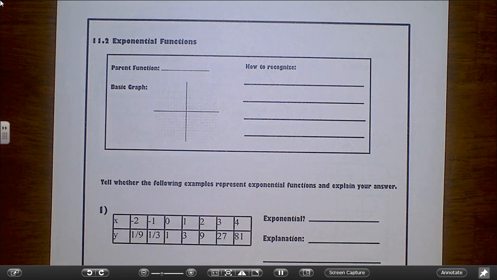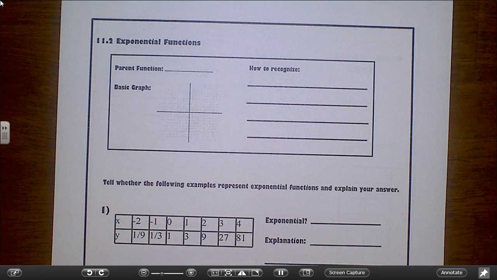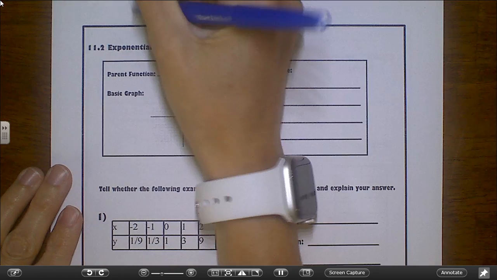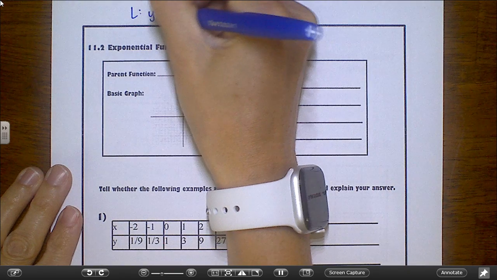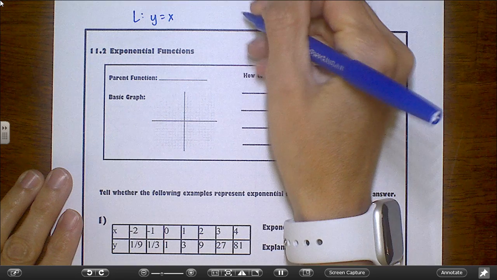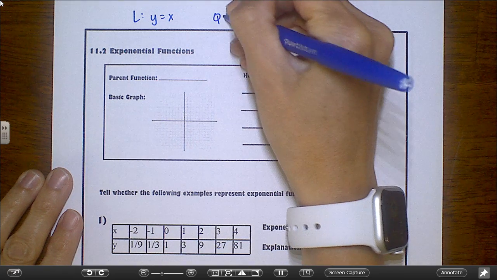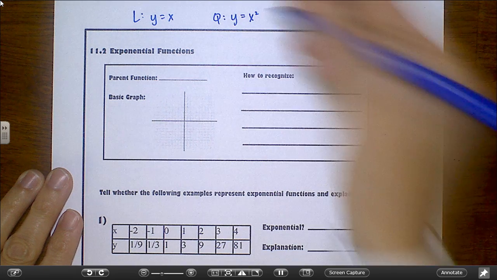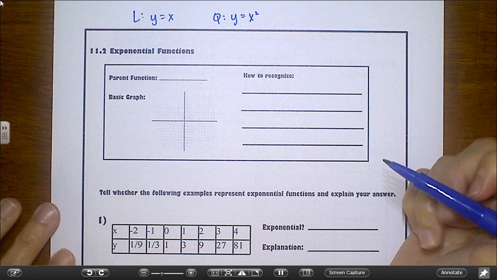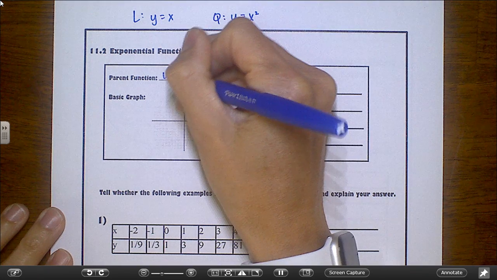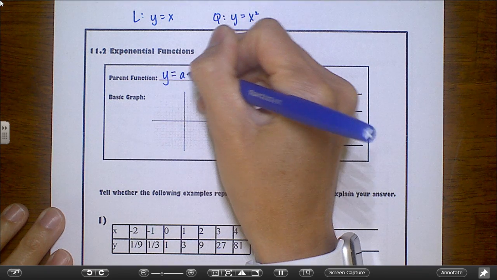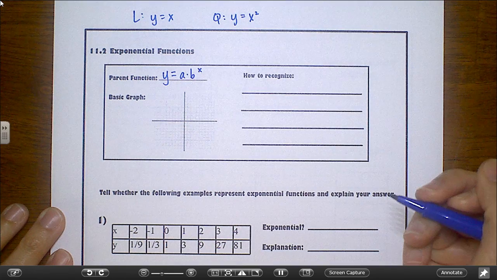Okay, so the parent function, remember the parent function for linear functions was like y equals x, right? Or y equals mx plus b. For quadratic, it was y equals x squared. So for exponential functions, the parent function is y equals a times b to the x.